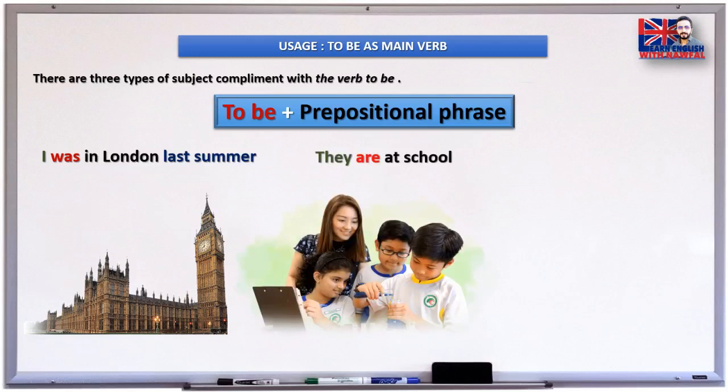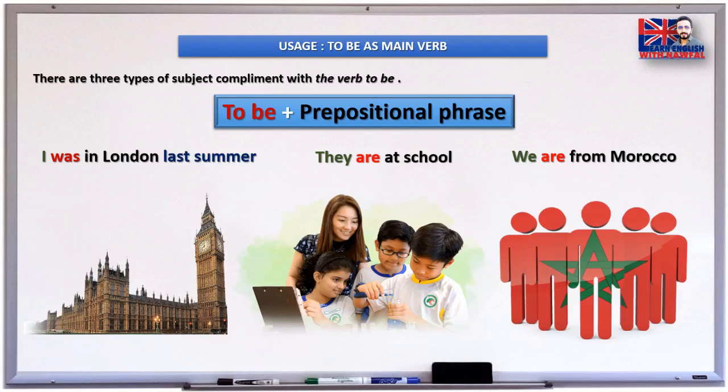They are at school. They is the subject of this sentence, are is the linking verb of this sentence, at school is the subject complement, and of course it is a prepositional phrase which contains a preposition at plus a noun, school. We are from Morocco. So we is the subject, are is the linking verb, from Morocco is the subject complement of this sentence, and of course it is a prepositional phrase.